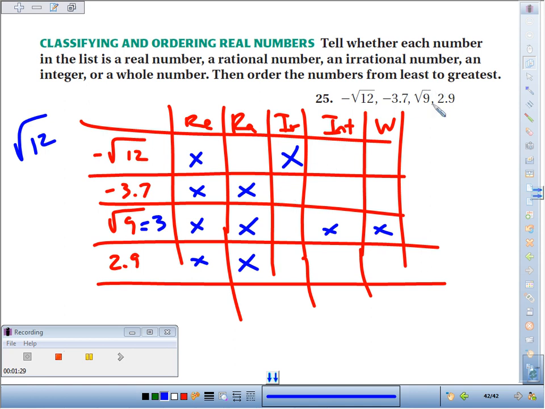If you're going to put them in order from least to greatest, I would suggest making them all decimals first. The square root of 9, that is 3. Negative square root of 12. Let's see, the square root of 12 is about 3.46. So this is going to be about negative 3.5 roughly. It's good enough for putting things in order from least to greatest. The biggest negative is negative 3.7. The next biggest negative is negative 3.5, which they gave us as negative square root of 12. And then we've got 2.9, and then we've got 3.